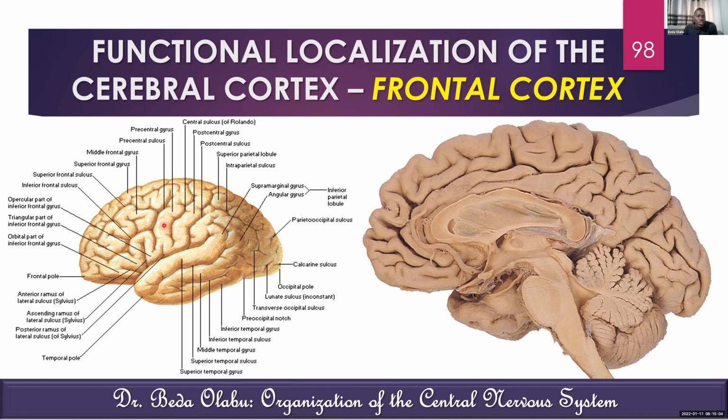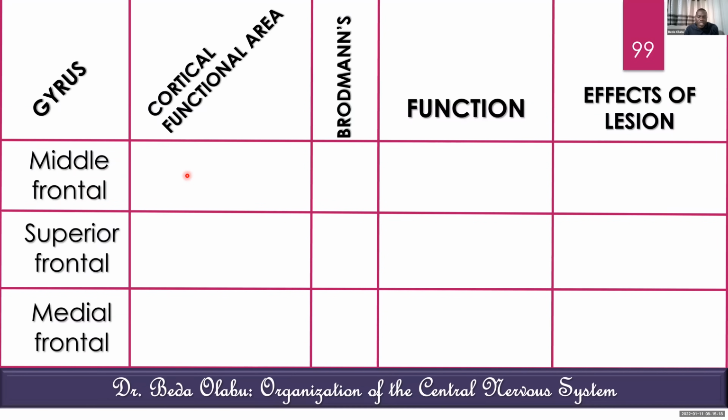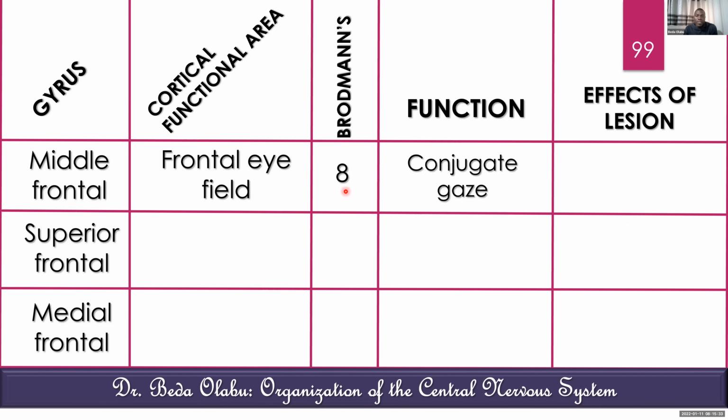So there are more gyri to talk about still in the frontal lobe. I want to now talk about this one: middle frontal gyrus, superior frontal gyrus, and medial frontal gyrus. Let's start with the middle frontal gyrus. In the middle of the middle frontal gyrus, there's a region called the frontal eye field. This is area number 8. That region is responsible for what we call horizontal conjugate gaze. Horizontal conjugate gaze is the ability to move both eyes in the same horizontal plane.